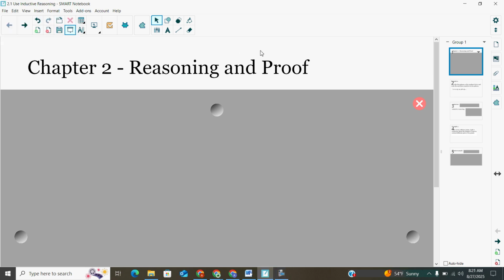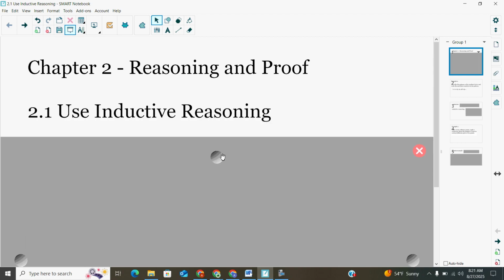Chapter 2 is titled Reasoning and Proof. We'll be talking about lots of different ways to reason, think through different types of problems, as well as prove things, prove what are called conjectures.